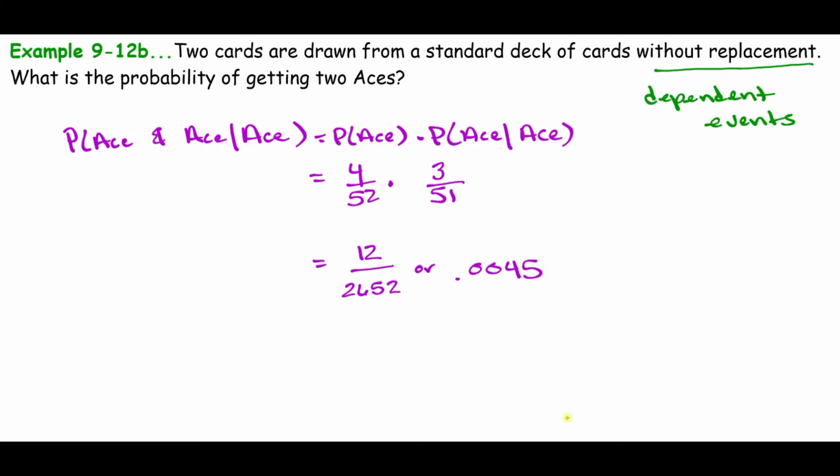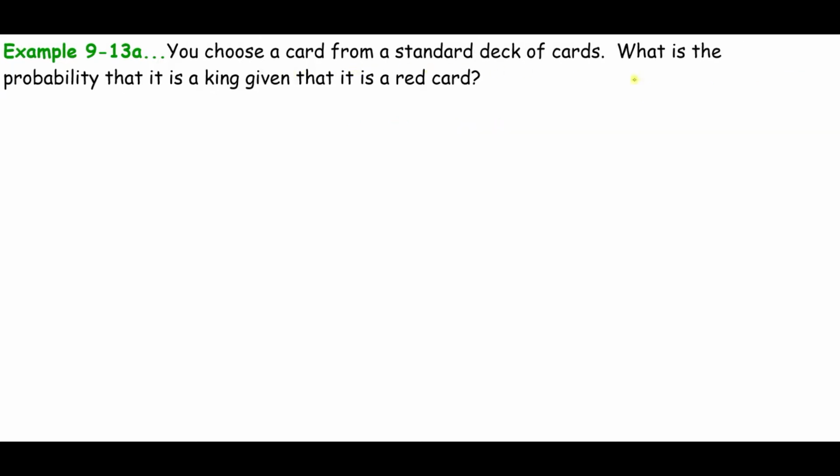So in general, remember, "or" means add, but you have to be careful if there's any overlap between the sets, so are they mutually exclusive or not. And "and" means multiply, but you need to pay attention to whether or not the events are independent or dependent. If they're dependent, then that second event has to be calculated in the conditional format. So you choose a card from a standard deck of cards. What is the probability that it's a king, given that it is a red card?